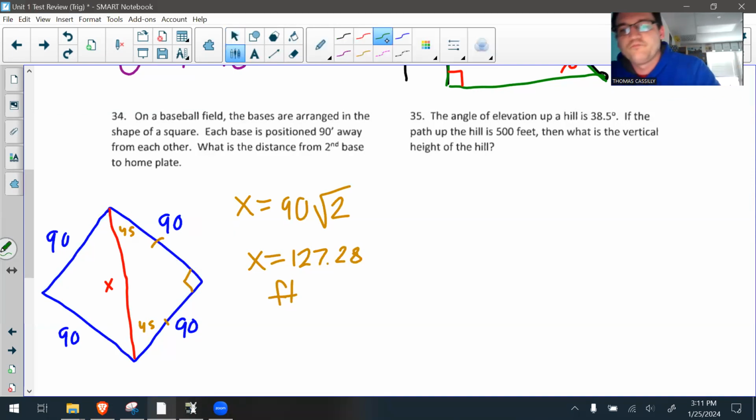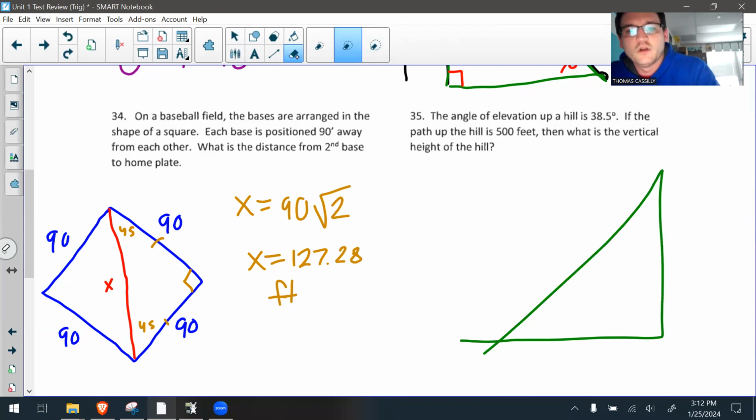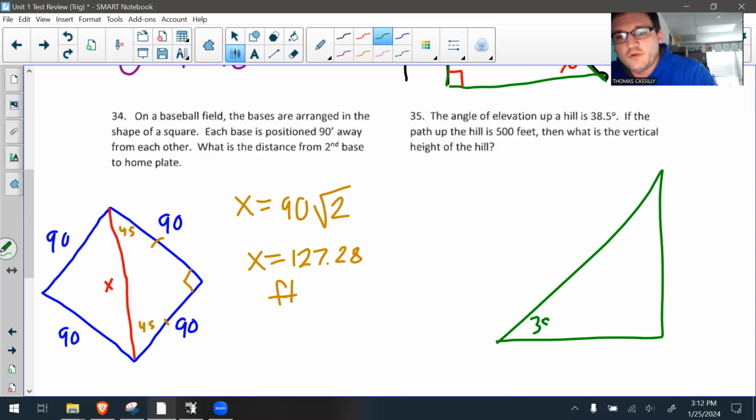All right, here is our triangle, the angle of elevation up the hill, 38.5. Now we're climbing up the hill, we're walking up the hill. So that is going to be this distance right here. That is our hypotenuse. They're looking for the vertical distance. They're looking for this one right here. How far up, how much altitude have we gained?